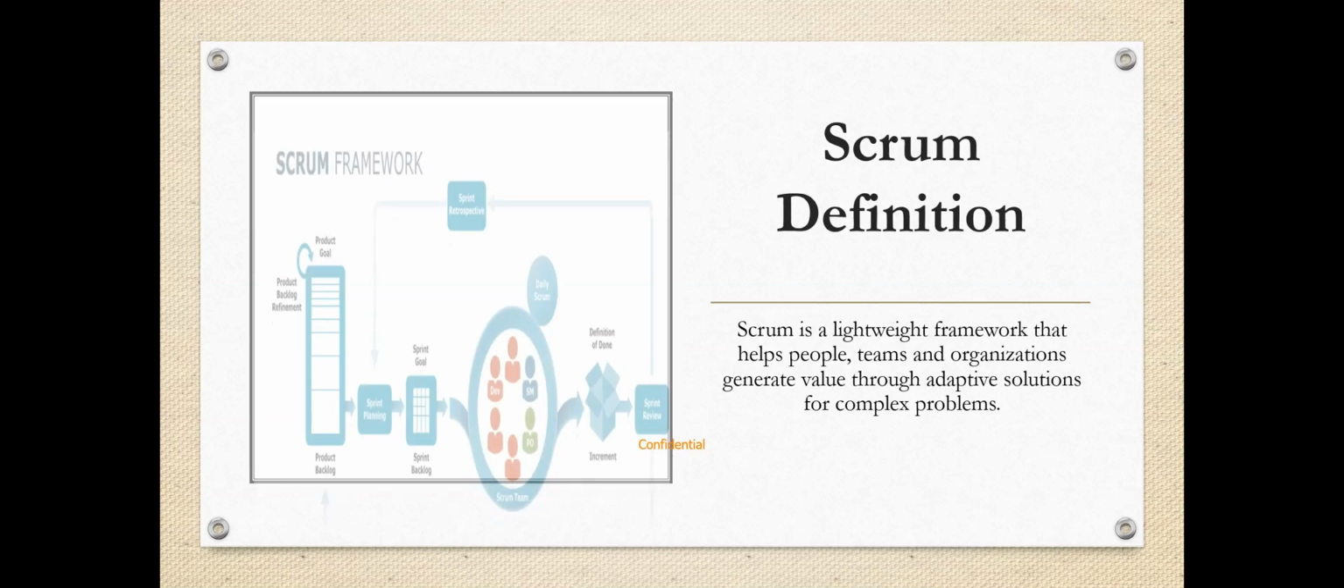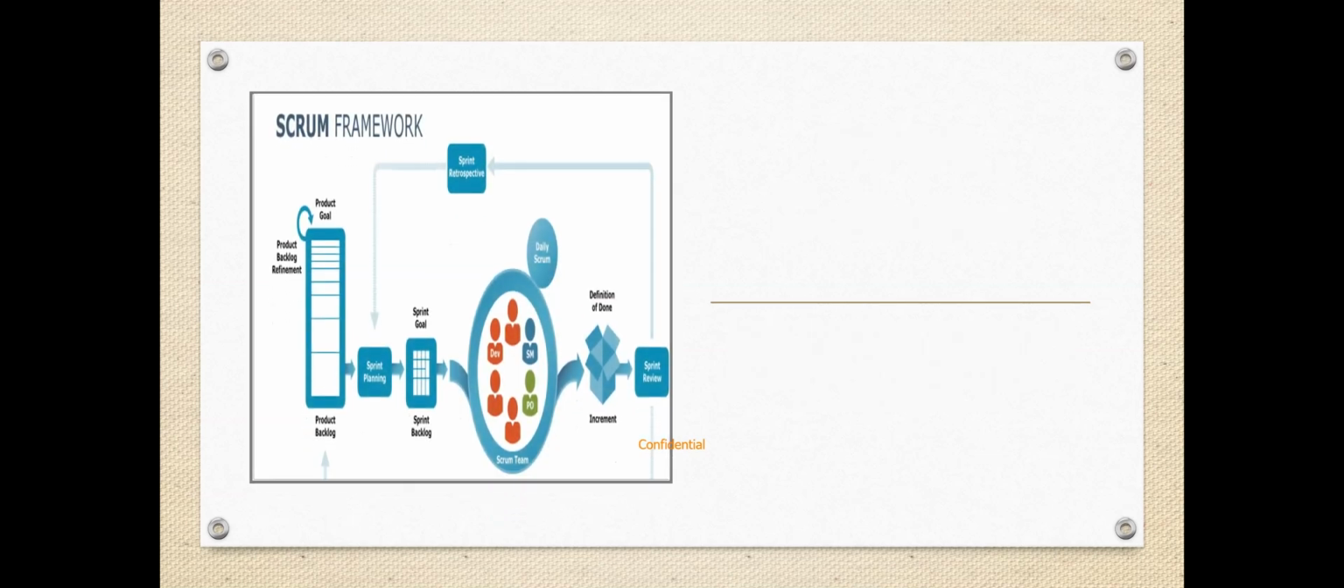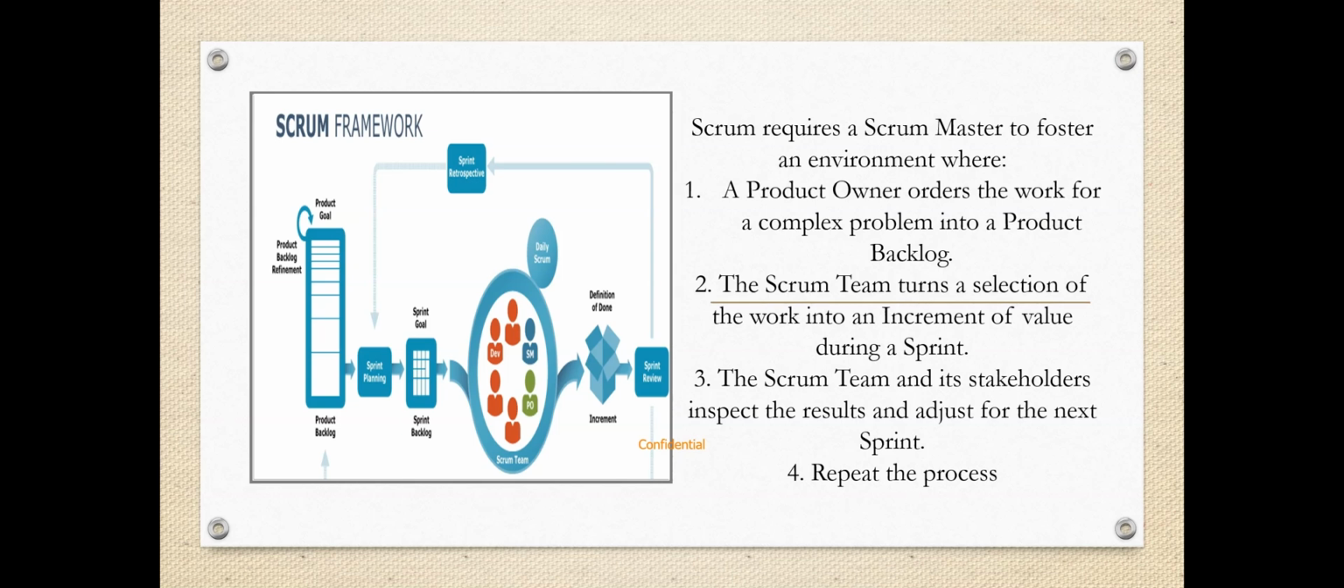Scrum definition. Scrum is a lightweight framework that helps people, teams, and organizations generate value through adaptive solutions for complex problems. In a nutshell, Scrum requires a Scrum Master to foster an environment where: 1. A product owner orders the work for a complex problem into a product backlog. 2. The Scrum team turns a selection of the work into an increment of value during a sprint. 3. The Scrum team and its stakeholders inspect the results and adjust for the next sprint. 4. Repeat.